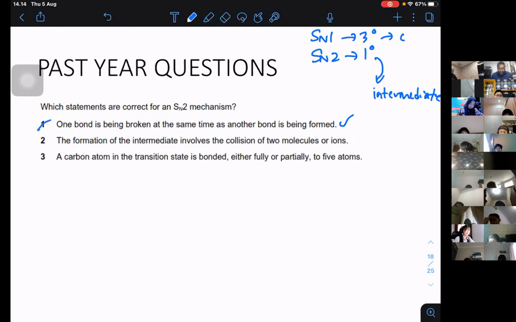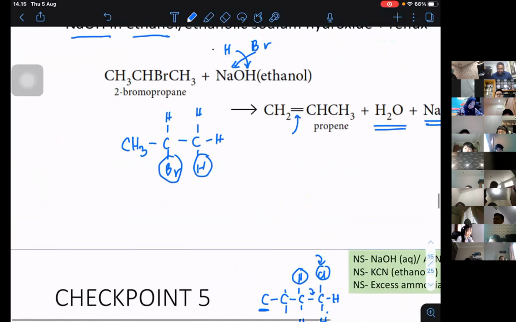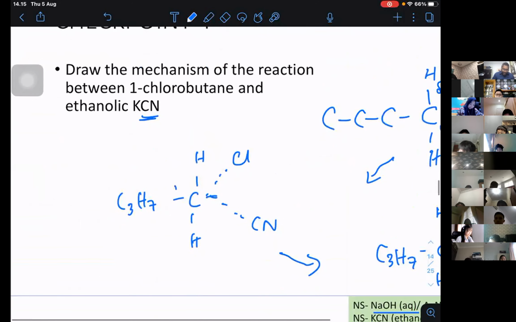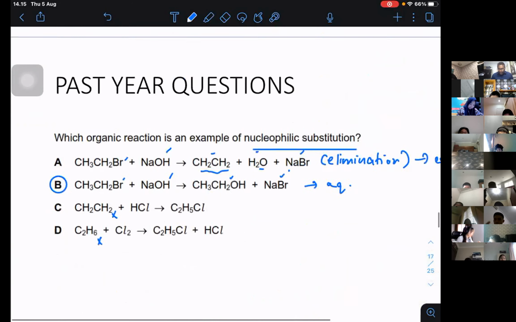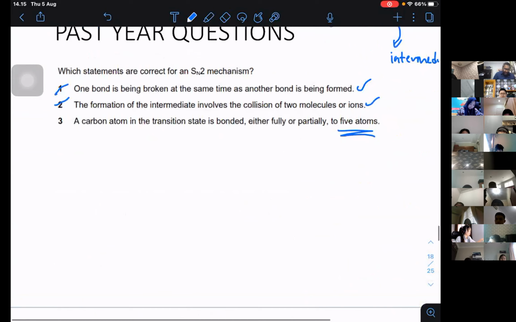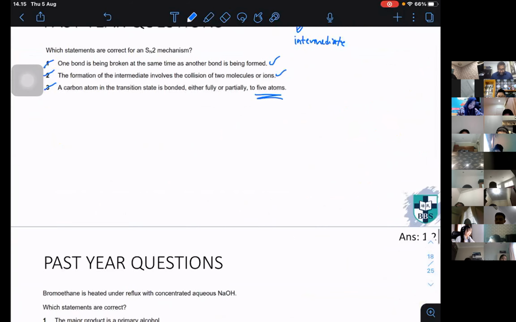The formation of the intermediate involves collision of two molecules or ions. Yes, they are going to collide. The ion they are talking about is the nucleophile, and the other one is the molecule. They collide, so this is correct. A carbon atom in the transition state is bonded either fully or partially to 5 atoms. Correct. You can see that they have 5 atoms over here: 1, 2, 3, 4, 5. There are a total of 5 atoms bonded to that carbon, therefore that is also correct. So the answer is 1, 2, and 3. Let's move on.